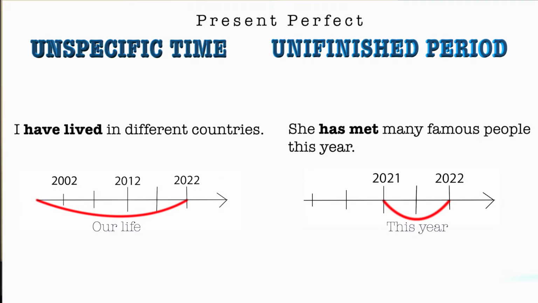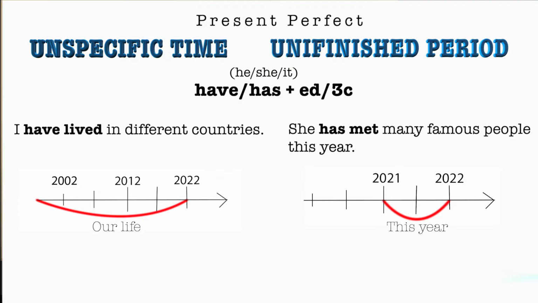So as you see, we have has plus ed or the third column of verbs. Has if it's one person or one thing, that is he, she, it. I'll attach the most common irregular verbs in the section below.